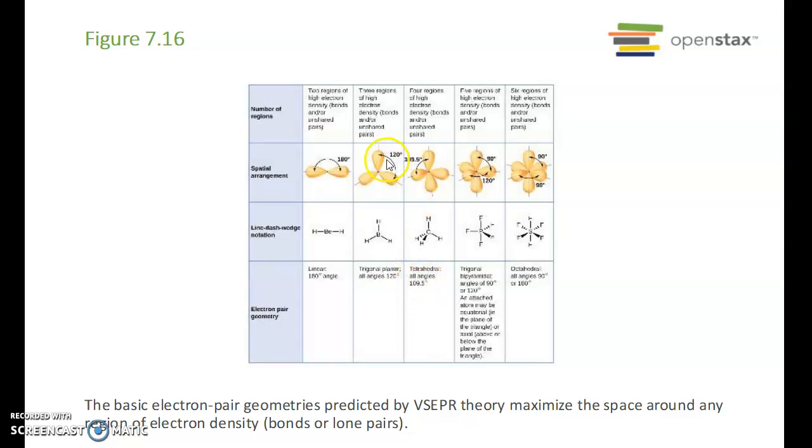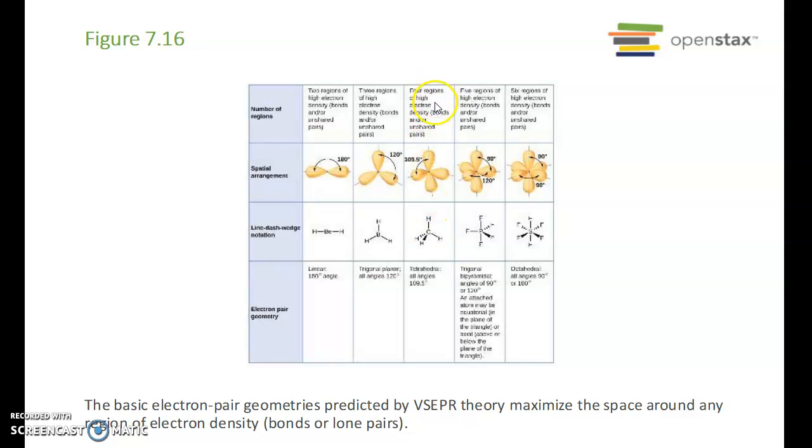If you look at the more complex one and focus in on this, where you've got 2 regions, okay? This right here is a line-dash model. This right here is a spatial arrangement model, seeing how things would look. And the ones that we're going to talk about are just these first 3. These are all going to be linear, right? These are all going to be trigonal planar. These are all going to be tetrahedral, okay? If you've got 5, then it becomes trigonal bipyramidal or octahedral on these. But these will be the ones we'll concentrate on right now.